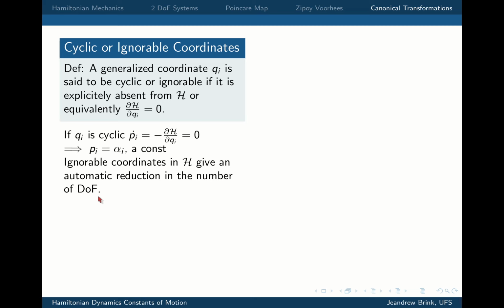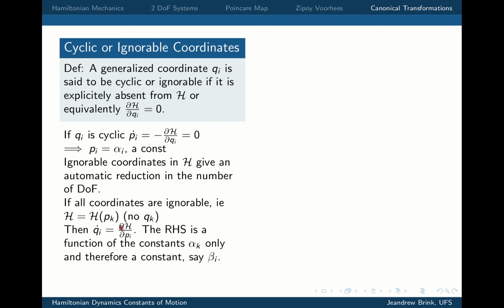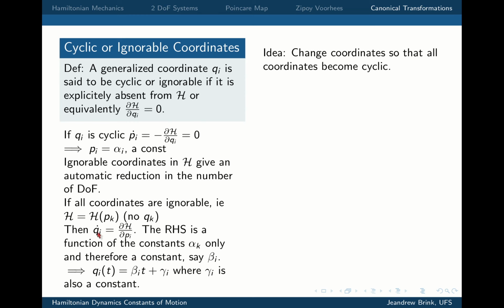So that's a reduction of the number of degrees of freedom, and if all the coordinates are ignorable, in other words H is a function only of the momenta, not of position, then we have q dot i equals dH/dp_i. But this right-hand side is a function only of these constants that appear. So it can be some arbitrary function of the constants, but what we do know is that it's a constant itself. And then we can solve it. So q dot equals some constant, you integrate it, and you have q_i equals b_i t plus some constant gamma_i.